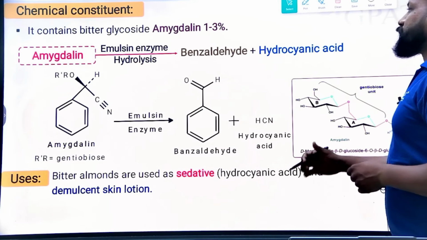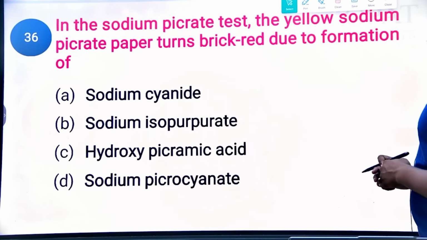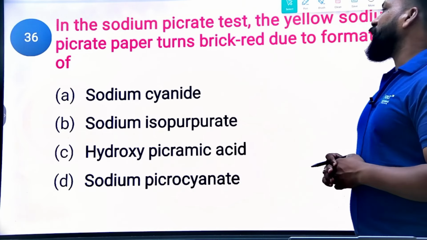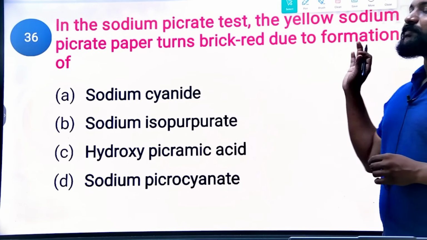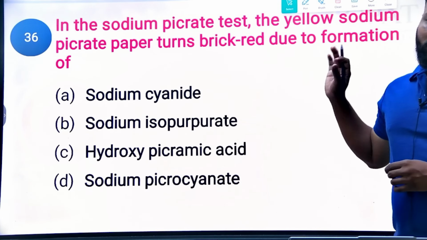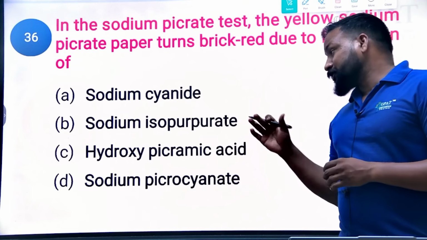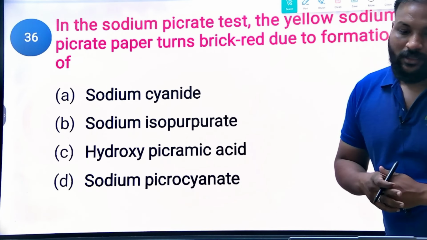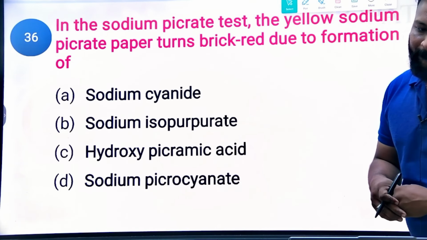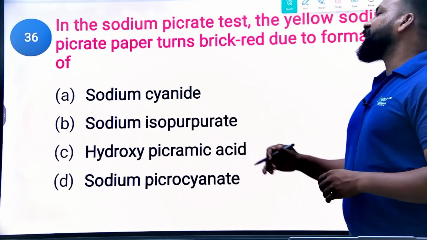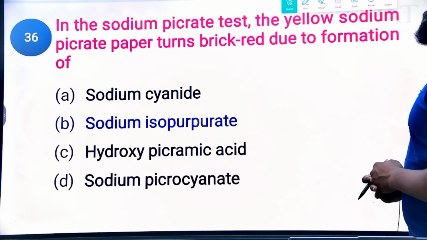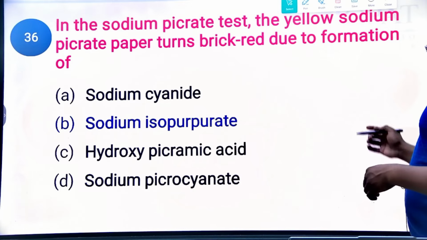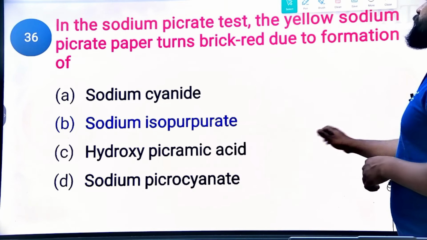In the sodium picrate test, the yellow sodium picrate paper turns into brick red color due to the formation of which compound: sodium cyanide, sodium isopurpurate, hydroxypicramic acid, or sodium picrocyanate? What is the right answer? Undoubtedly, the right answer will be sodium isopurpurate. So that's the right answer, and that's the reason it turns to brick red color.